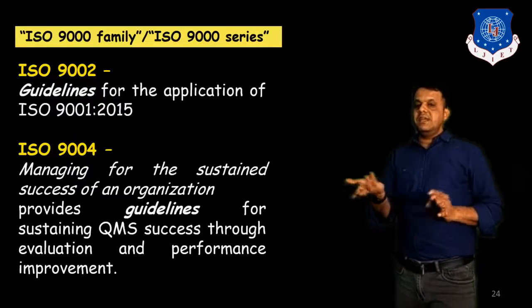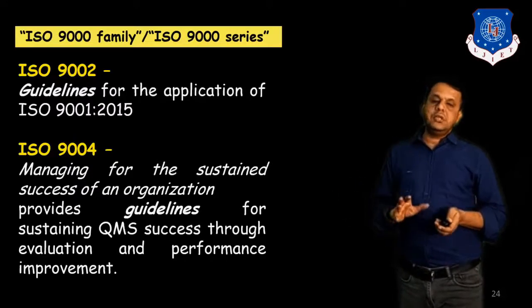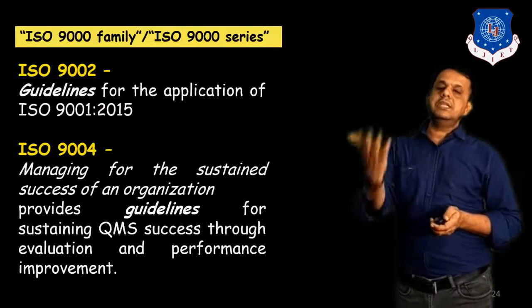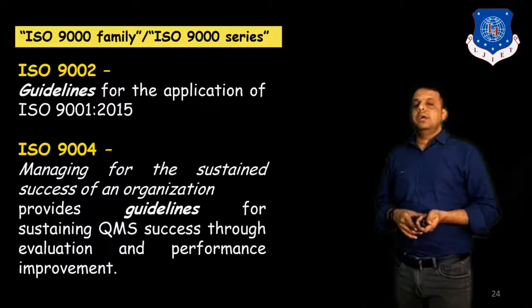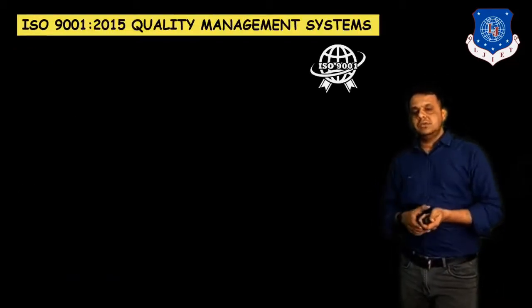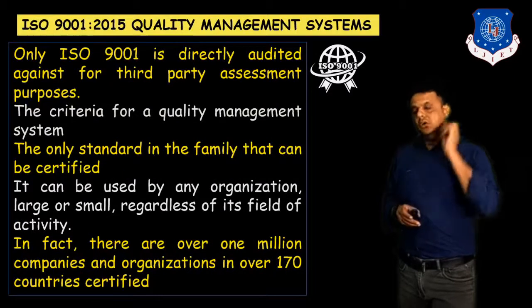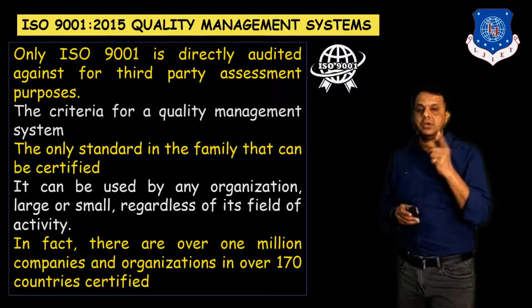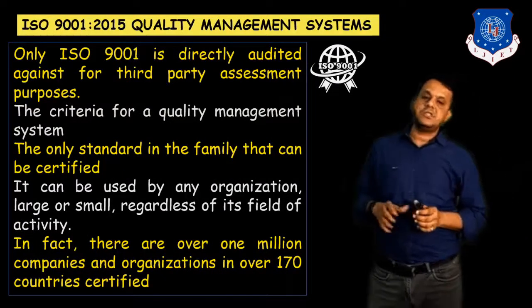Now you must be thinking where is 9003. So let me tell you 9003 is actually submerged in 9001. We'll see one by one. It is all 9001, 2, 3, 4. So only 9001 is directly audited against, for third party assessment purpose.